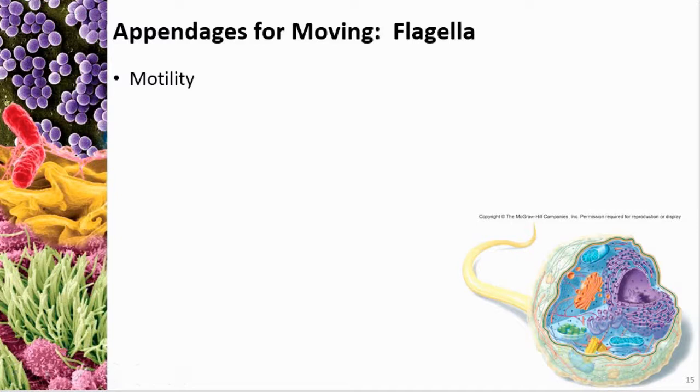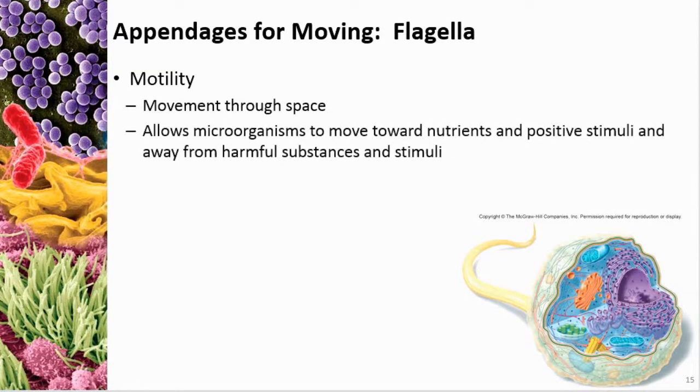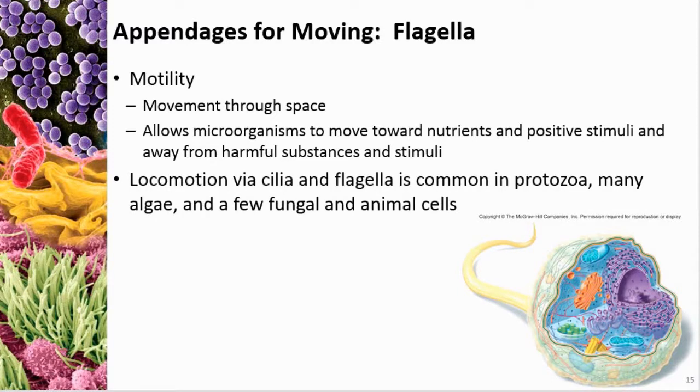Flagella are just like in the prokaryotes, used for motility, which is movement through space, right? So it allows these organisms, just like with prokaryotes, to move toward things they want and away from things that they don't want. Okay, the name we use for that is locomotion. And you will see this locomotion either because of cilia or flagella in protozoa, algae, and some fungal and animal cells. Animal cells, example, the obvious one would be the sperm, right?